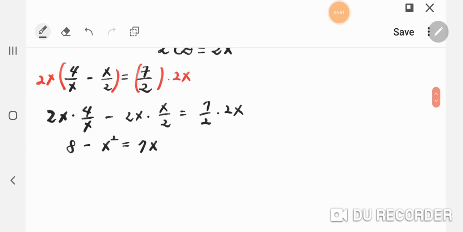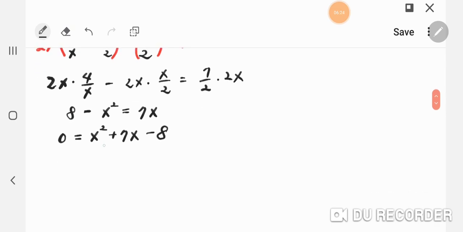Why don't we move all the terms to the left or right? In this case, x squared is negative, so why don't we move negative x squared to the right, so the leading coefficient will be positive. So move everything to the right, and the left side will be 0. Then move this x squared to the right, it changes sign, plus 7x. And then move 8 to the right, and it becomes negative 8.